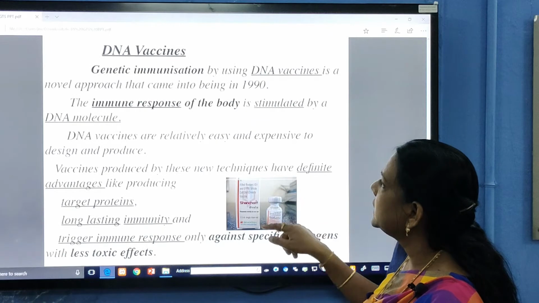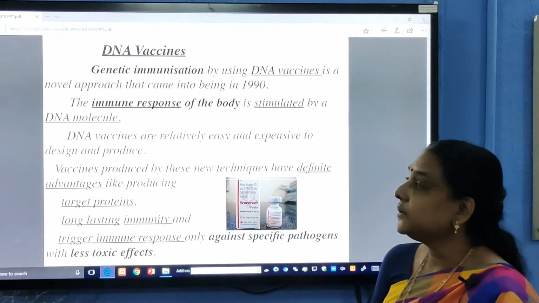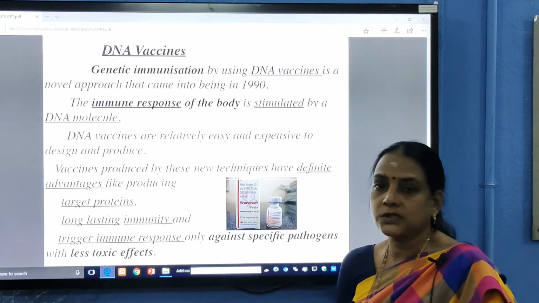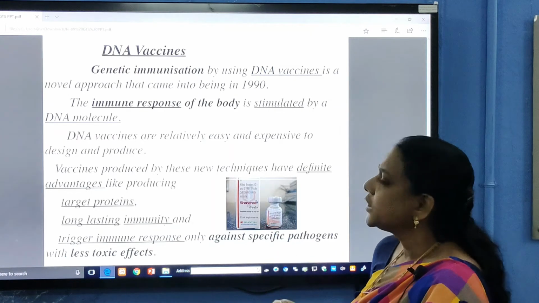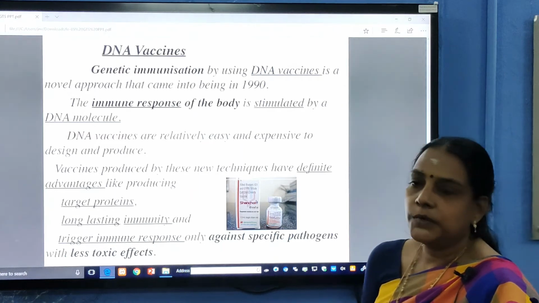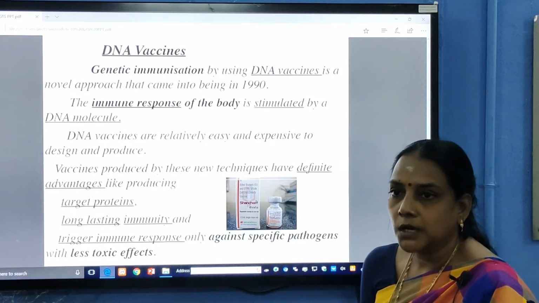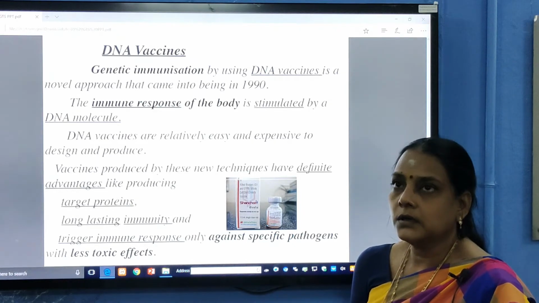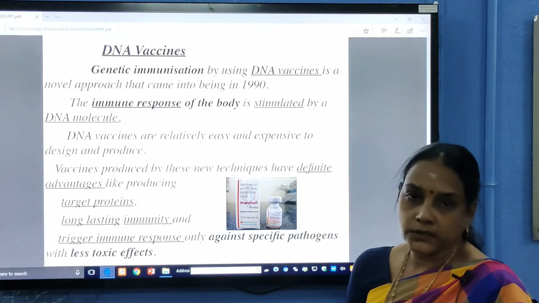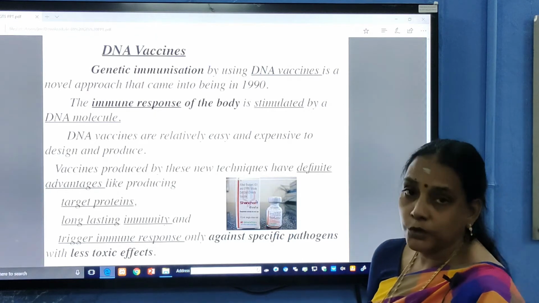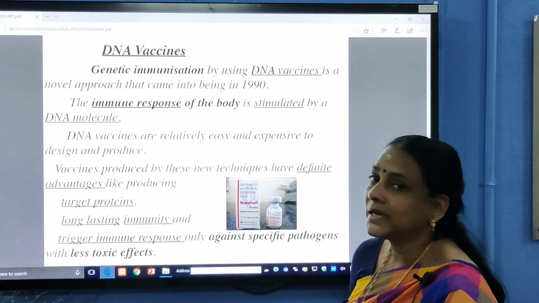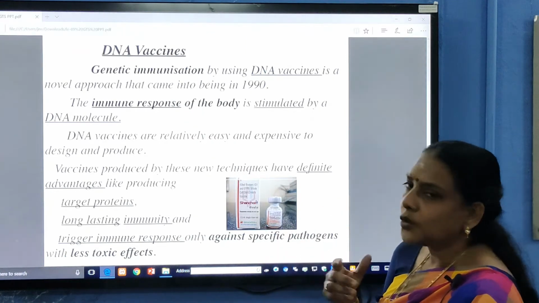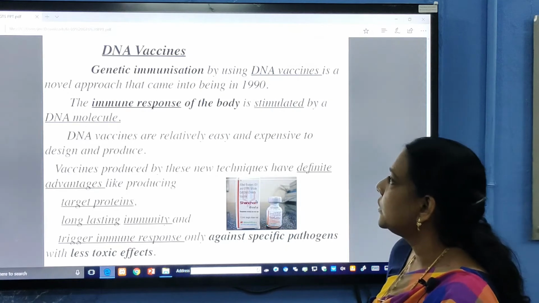The third one, finally, we have the DNA vaccines. DNA vaccines are actually genetic immunization. So we go for the process of genetic immunization. Immunization means making you healthy. Whatever hazard is present in nature, if we don't find any other opportunity to get rid of that disease, for that purpose we go for immunization. So the DNA vaccine is a genetic immunization, a novel approach which we have been finding since the 1990s.